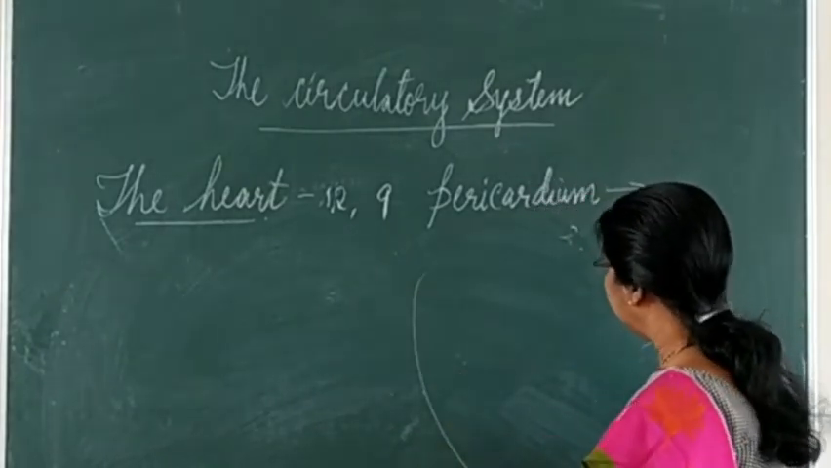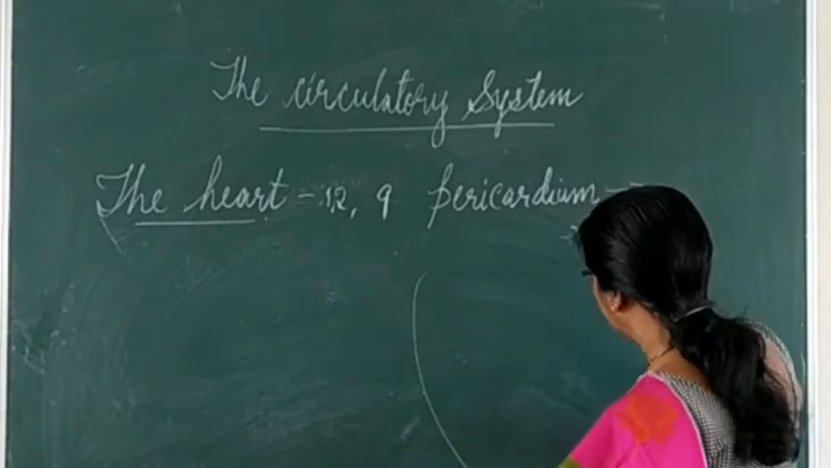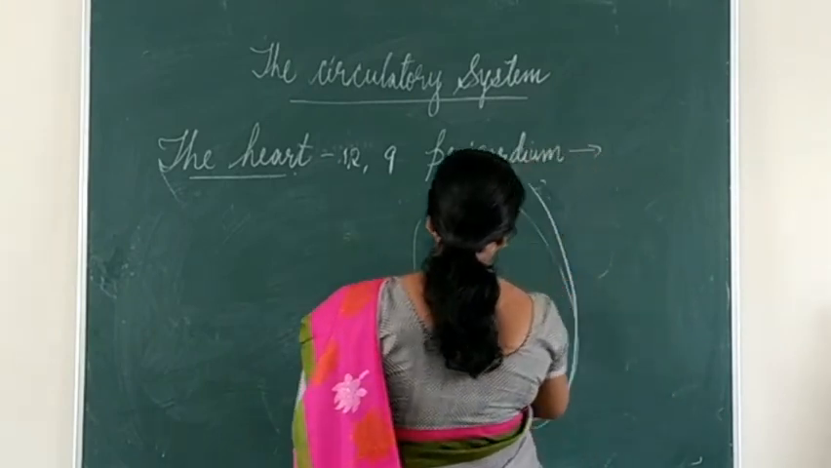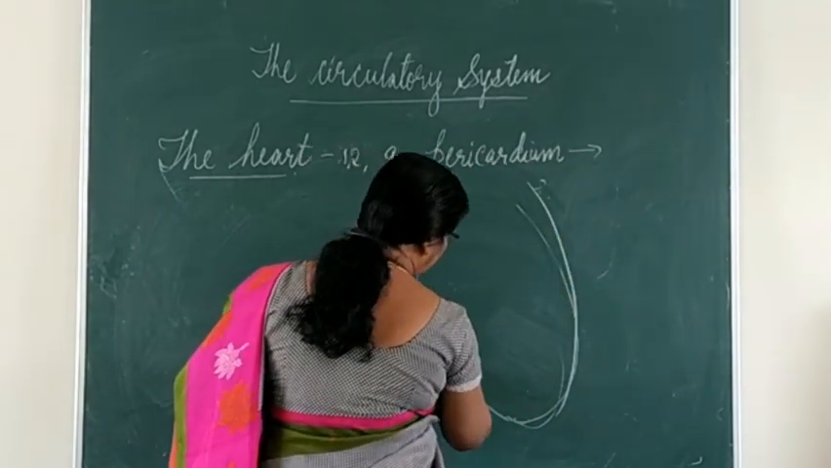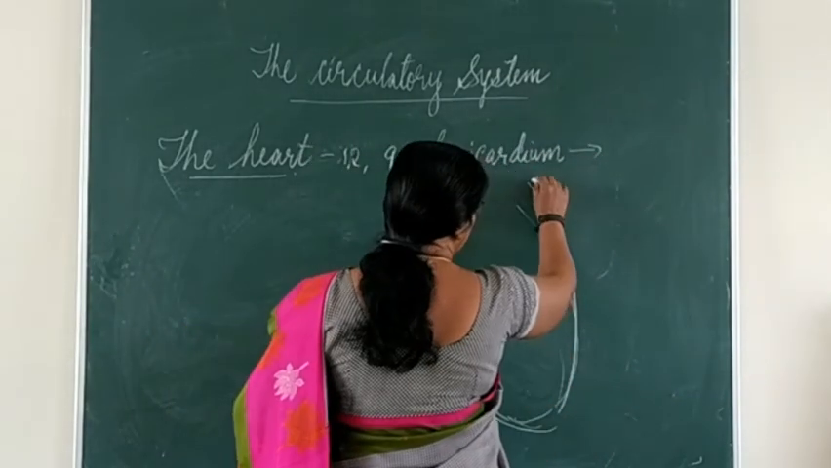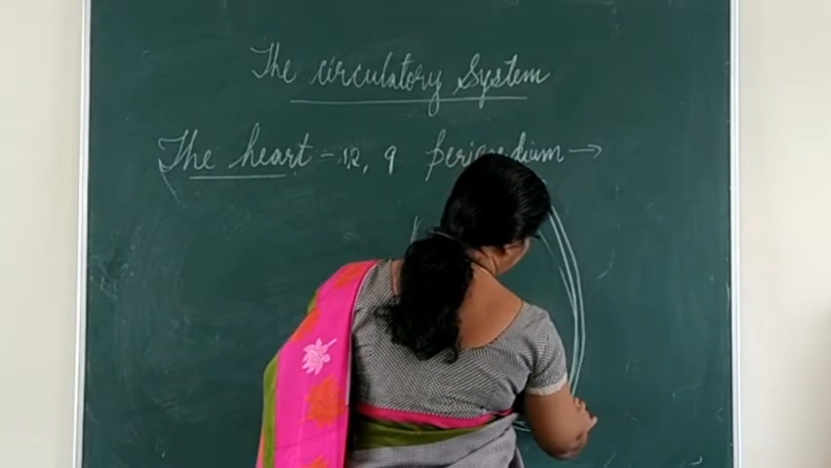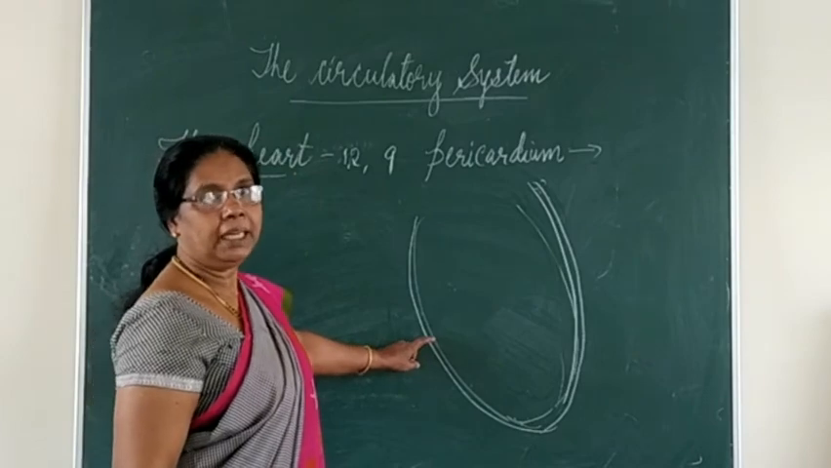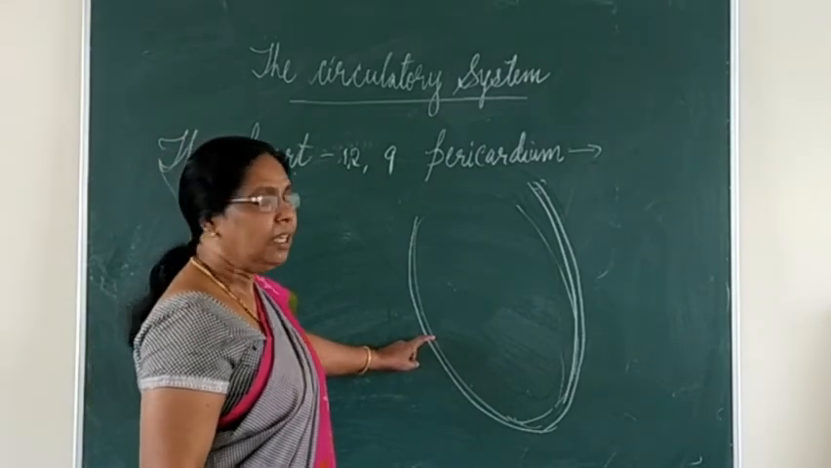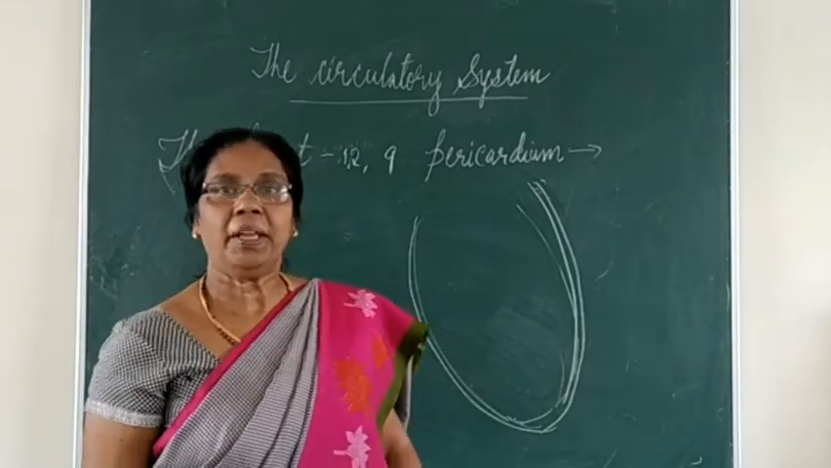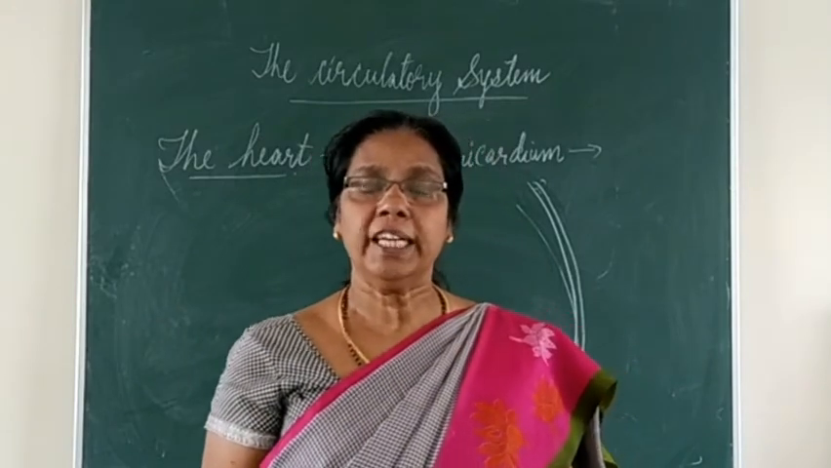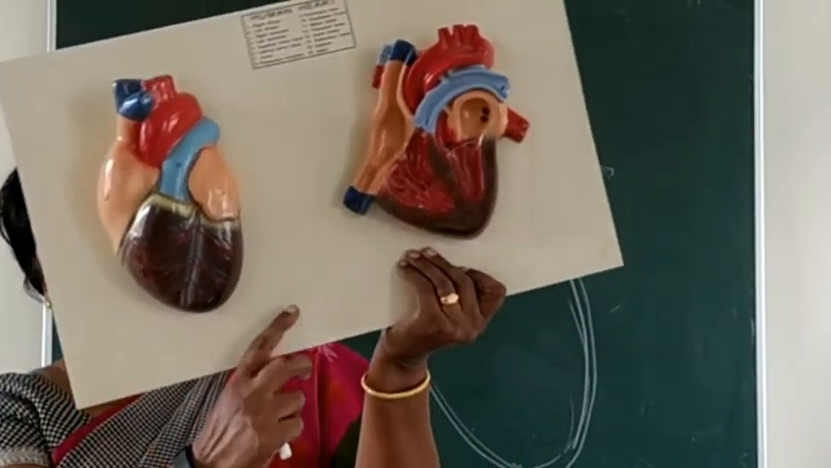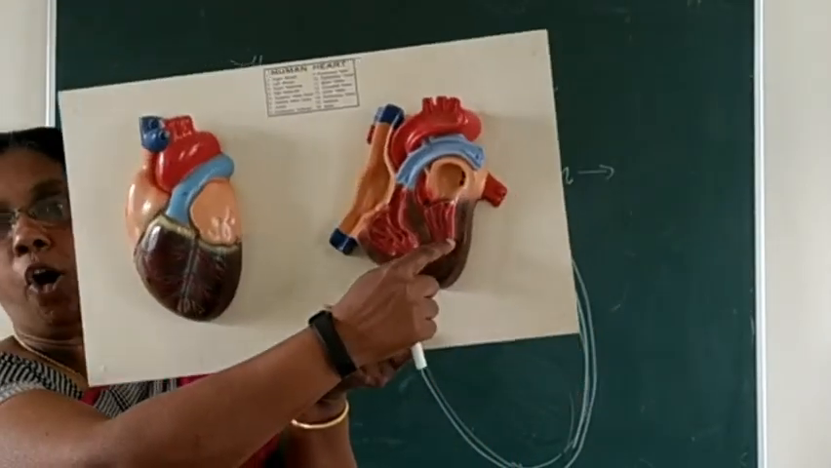The heart is roughly of this shape, isn't it? So you can say that this is covered by a double-layered membrane, and that is nothing but the pericardium. And in between this membrane, a fluid is present, which is called what? Pericardial fluid.